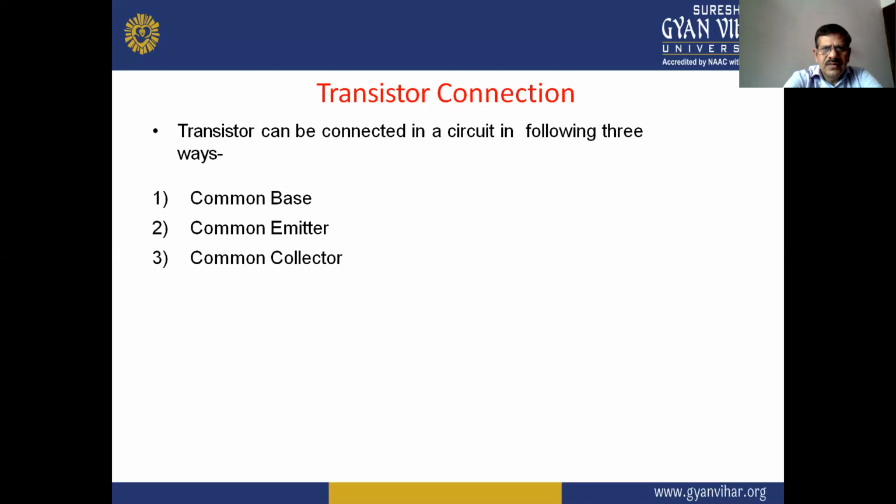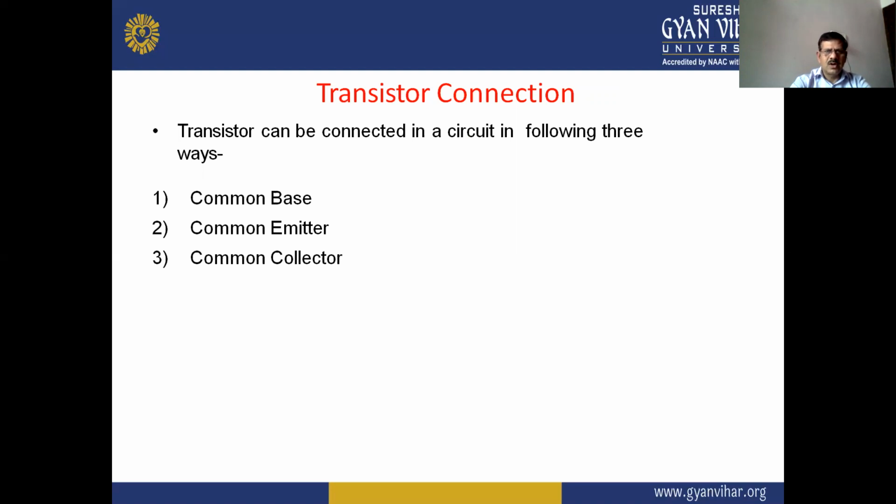Now there are different transistor connections. There are basically three types of transistor connections. A transistor can be connected in a circuit in the following three ways: first is common base, second is common emitter, and third is common collector. So these are the three connections in which a transistor can be connected in a circuit.